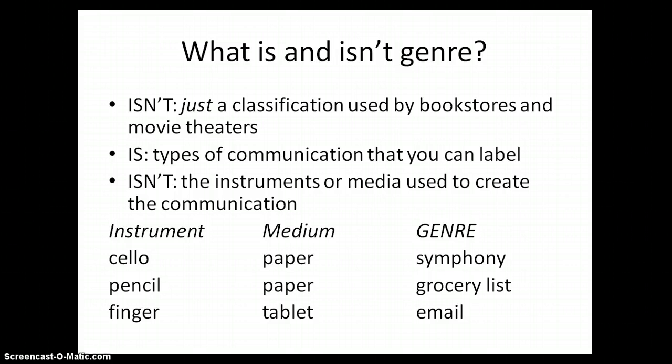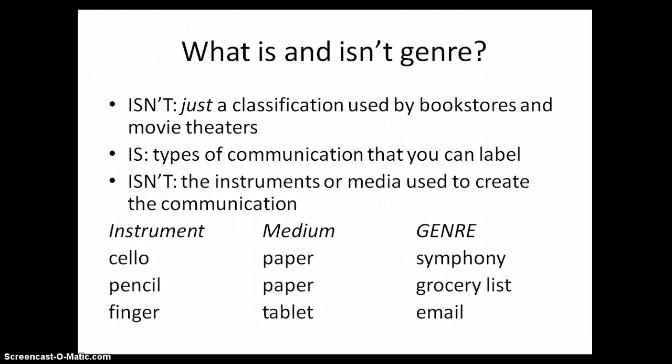Yeah, that's kind of an extreme example, but we'll get into more practical examples here in a moment. Now, in this last bullet point I have here, what isn't a genre? It's easy to get the type or the pattern of communication confused with the instrument or the medium used to create or communicate the genre. So, for example, when you think of instrument, you might think of a musical instrument like a cello. But that's not a genre. That's a type of instrument, but it's not a type of patterned communication.